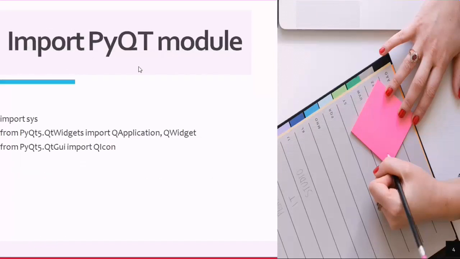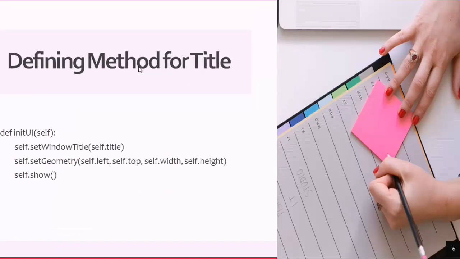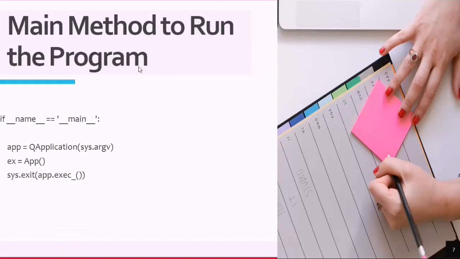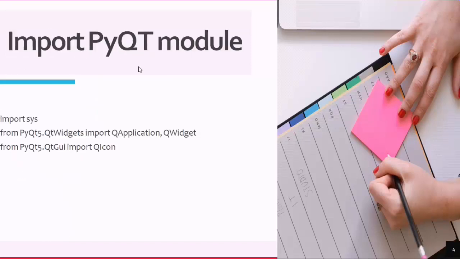And lastly, we are going to use the main method to run the application. Let's go ahead and check out the main method. So I have created the main method by defining if __name__ equals to __main__, and inside that I have used the object called app equals to the QApplication, which we have imported from the PyQt module, taken from PyQt5.QtWidgets.